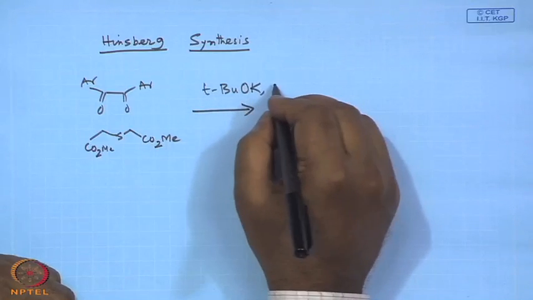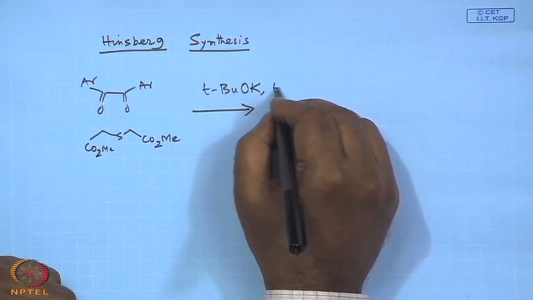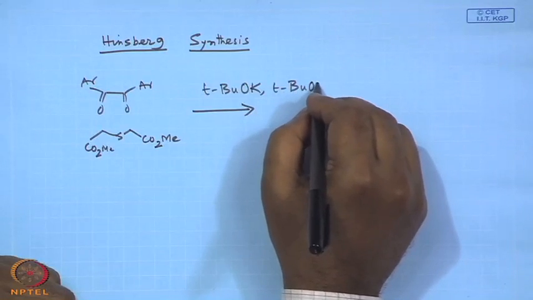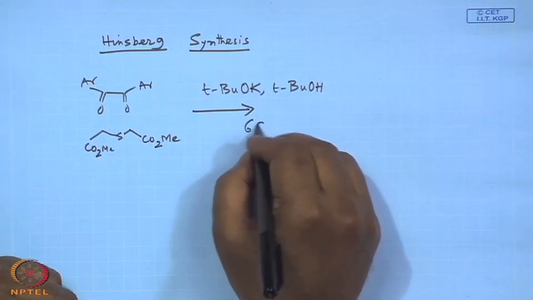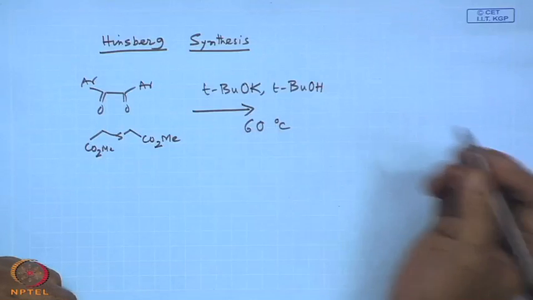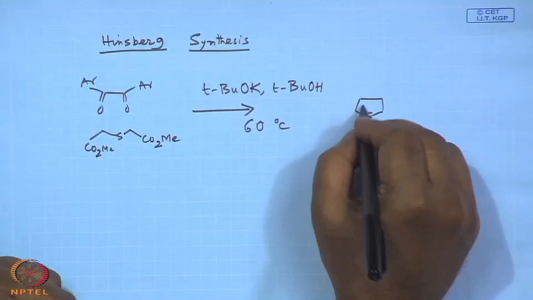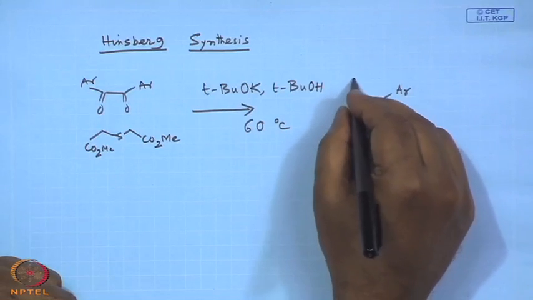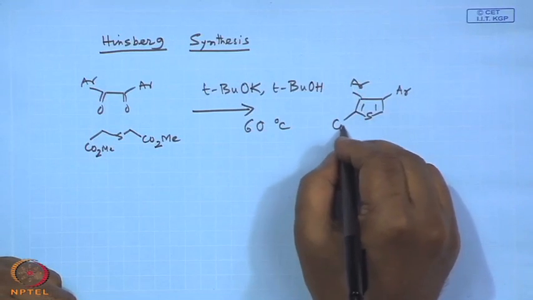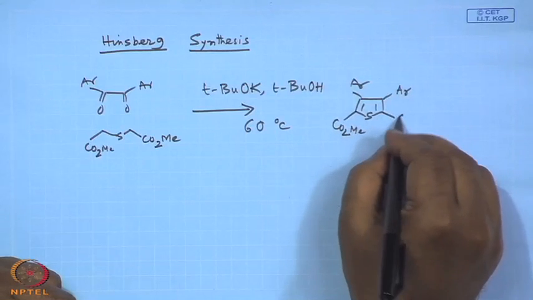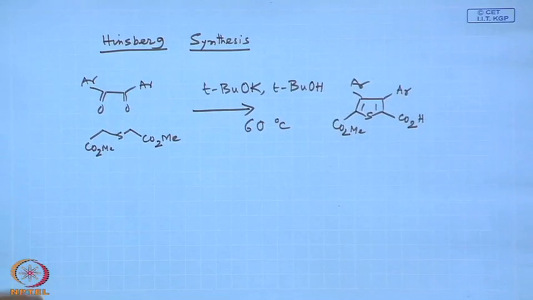The reagent could be a strong base, and normally potassium tertiary butoxide is used in combination with tertiary butanol, and the temperature here is around 60 degree centigrade, and all of you can guess what is the product. The product would be a thiophene here, Ar and Ar, then a methyl ester here and a carboxylic acid. Little tricky though, you see only one has got hydrolyzed and the other is remaining intact.